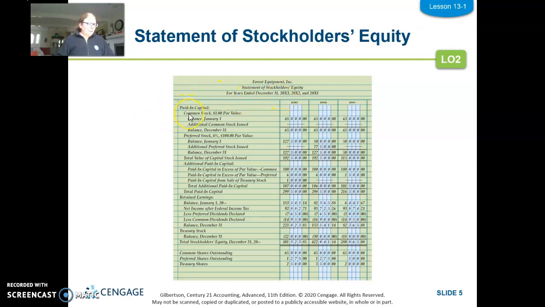I would, if I were you, put an asterisk next to common stock, preferred stock, and retained earnings, and then out to the side I would write that for these 3 items, it shows the beginning balance, any changes that happened during the period, and then the ending balance. Beginning balance, change, ending balance. So that's the first thing that I would note about this.